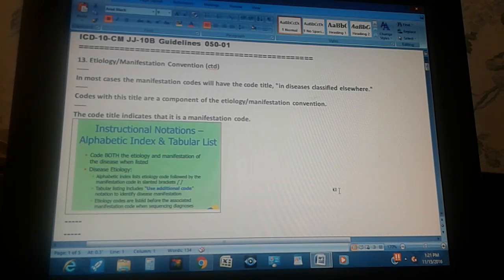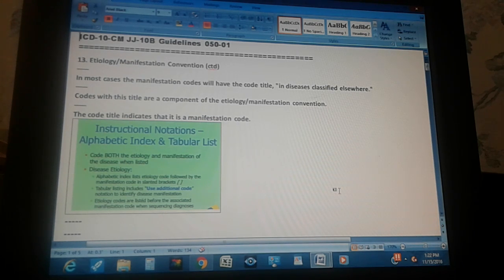In most cases, the manifestation codes will have the code title in diseases classified elsewhere. So it doesn't say manifestation, but after one code, if you find in diseases classified elsewhere, that means that it is a manifestation, right? Which means that it's an effect that this disease had, an additional effect. The codes with this title are a component of the etiology manifestation convention, which means the cause and the effect, right? The code title indicates that it is a manifestation code.